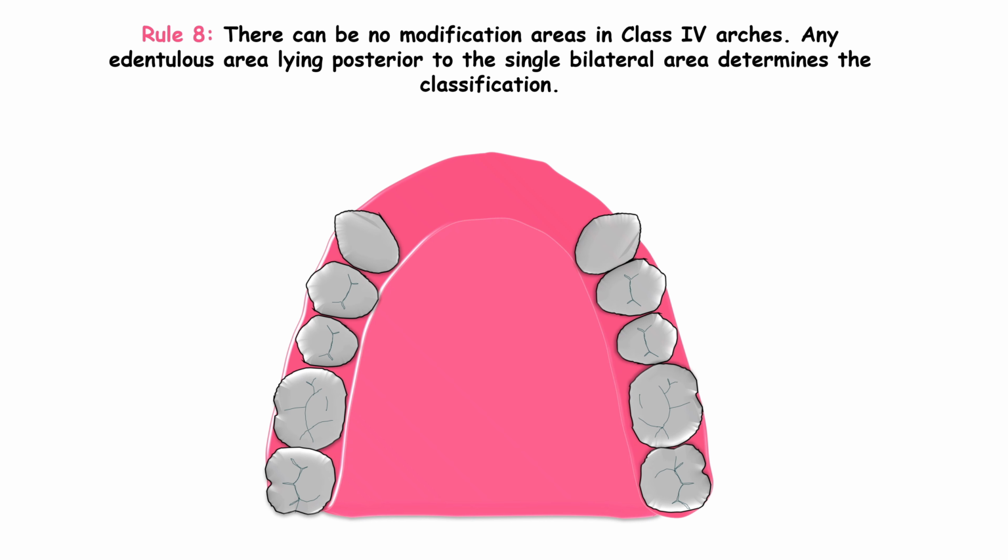Rule 8 states that there can be no modification space in class 4 arches. This is Kennedy's class 4, and any edentulous area lying posterior to the single bilateral area determines the classification. In this situation, the most posterior edentulous area must determine the classification, other than which is Kennedy's class 4 or not.